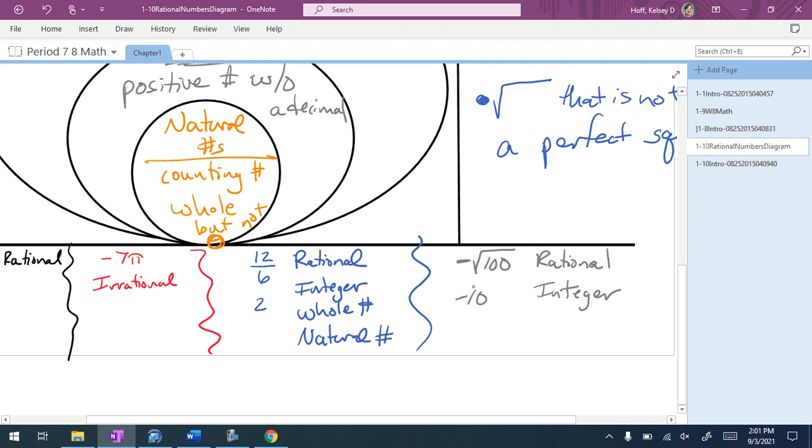Calix just asked me this question. It was a really good question. When a number is negative, you stop at integer. It's never going to get further than that. Okay? Good job. Good question.